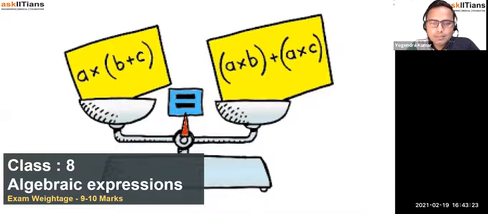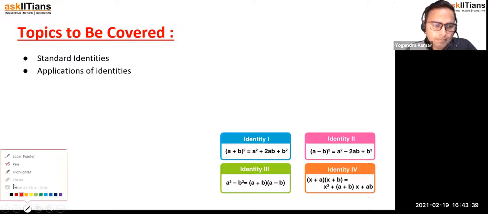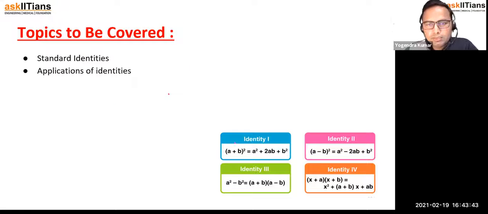Okay, so let's start. What are the topics we are going to cover today? We are going to see standard identities and applications of identities. We are going to learn these identities today, which are listed here. So these are our standard identities: a plus b whole square.